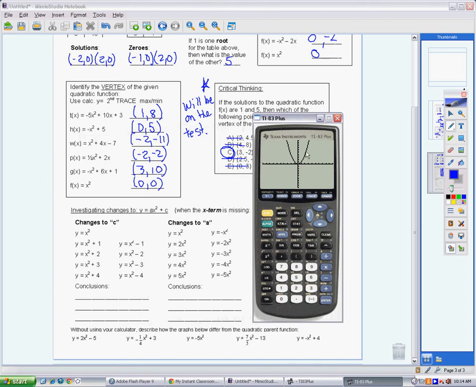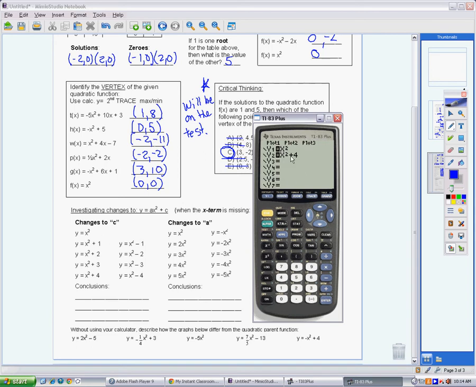So here I have my parent function, y equals x squared. Okay, what happens when I add 1 to it? X squared plus 1. Okay, well, it just moved up 1. What happens if I change it to 2? It moved up 2 units. What happens if I change it to 3? It moves up 3 units. What happens if I change it to 4? It moves up 4 units.